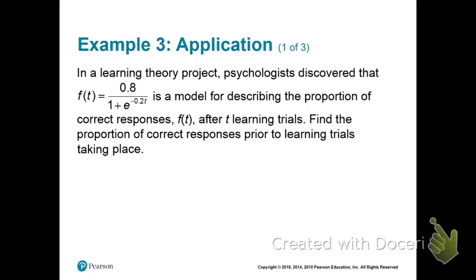All right, so example 3, it says, in a learning theory project, psychologists discovered that the equation there is a model for describing the proportion of correct responses, F of t, after t learning trials. Find the proportion of correct responses prior to learning trials taking place. All right, so they gave us the equation there.